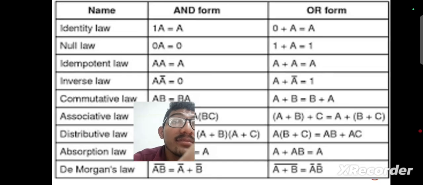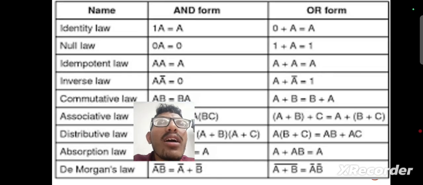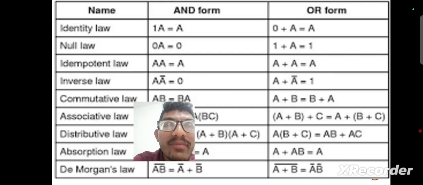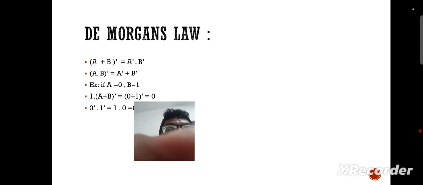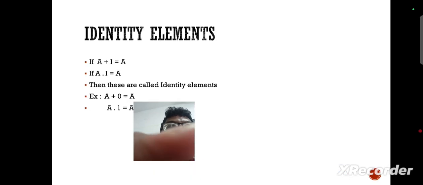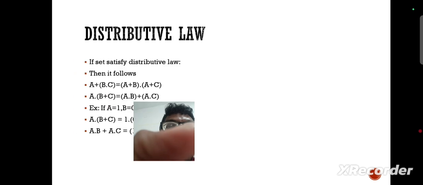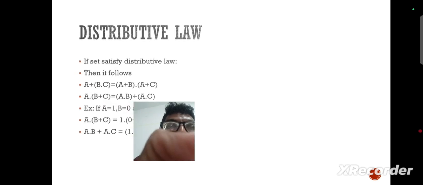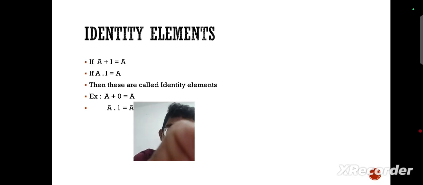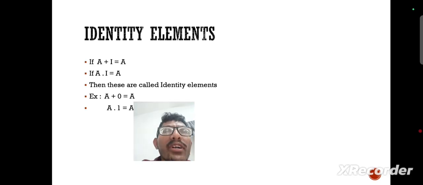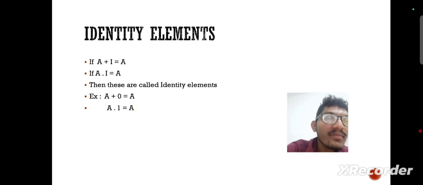Next we will see the laws in AND form and OR form. First, we see identity law in AND form. 1 into A equals A. In identity law also, that is what we learn. Identity elements, A into I equals A. When we take A as an input and it is multiplied with identity element, we get that input as the output also.